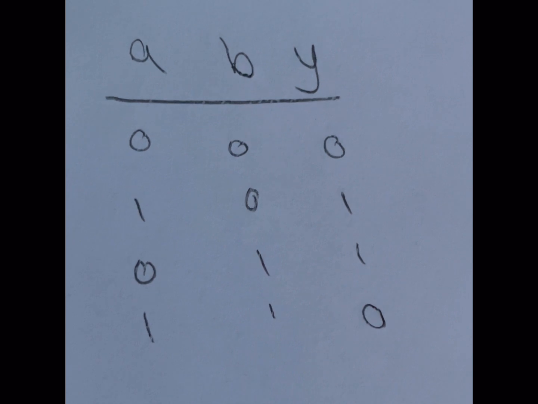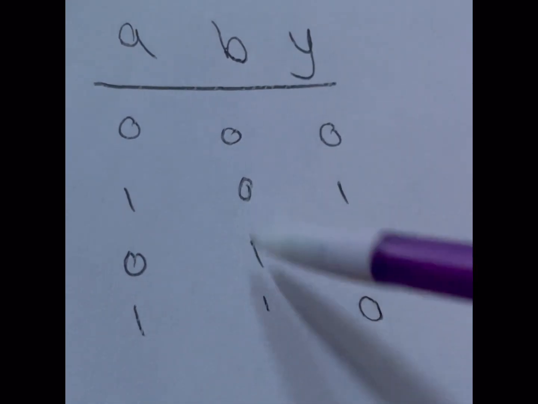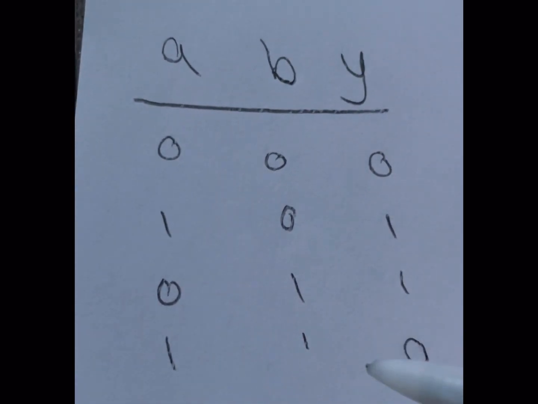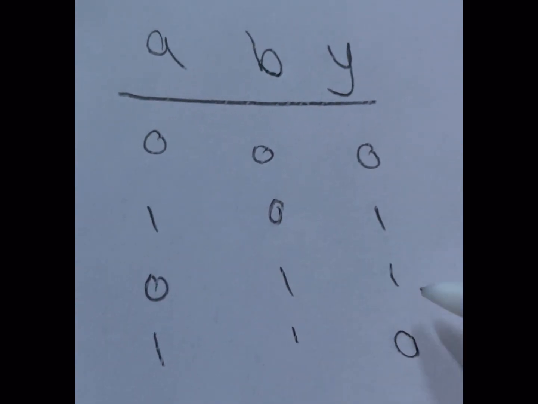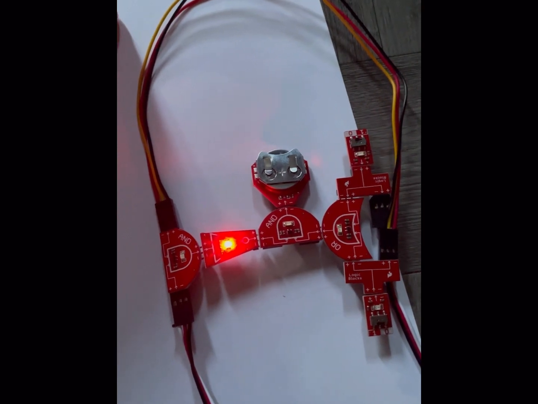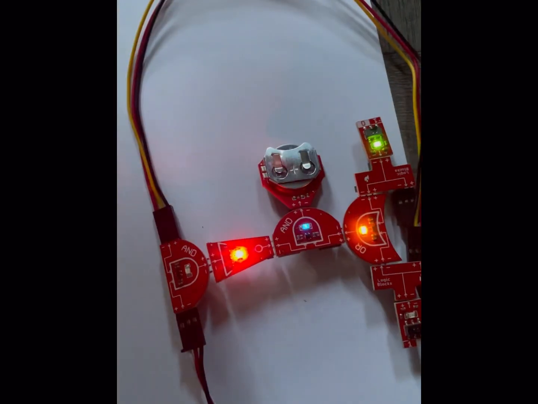In our XOR truth table, we can see that an output only occurs when one or the other inputs are turned on. If both inputs are off or both inputs are on, we will receive no output, but if one or the other is on, we will receive an output. This truth table can be proved using logic blocks. Right now, both inputs are off, so there's no output, but if one or the other inputs are turned on, we will receive an output.